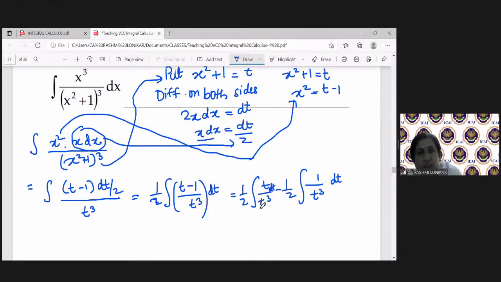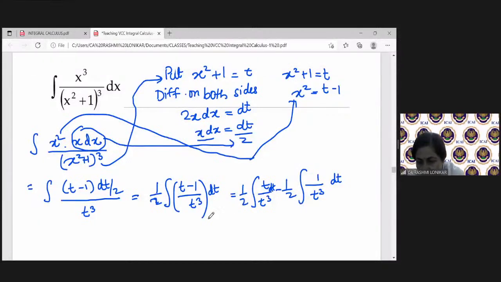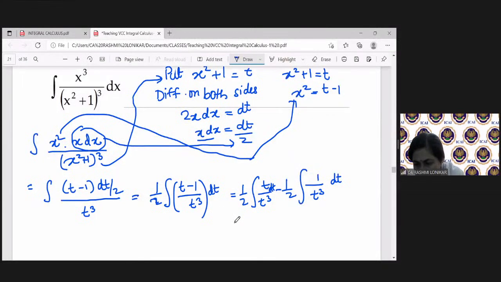Now t upon t cube is what? One t will get cancelled. What will be left in the denominator? t square. So this is equal to 1/2 integral of 1 upon t square dt minus 1/2 of integral of 1 upon t cube dt.